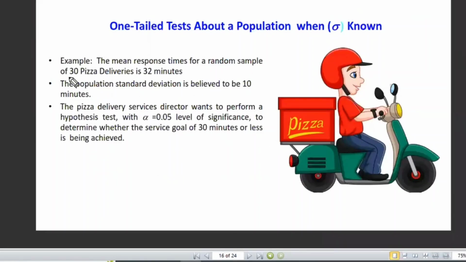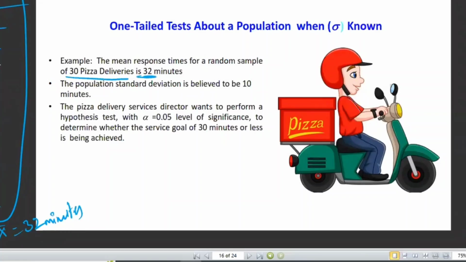Now, first by reading the question, what have you understood? Mean response time for a random sample of 30 pizza deliveries. There are 30 pizza deliveries times. Delivery 1, delivery 2, delivery 3, like this 30 deliveries, and for these 30 deliveries, the time taken is there. Keep this aside. Now, they only calculated the mean also. They have not given the data. They calculated directly. The mean is 32 minutes.